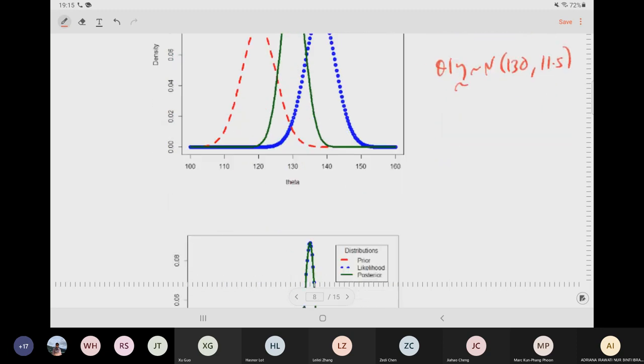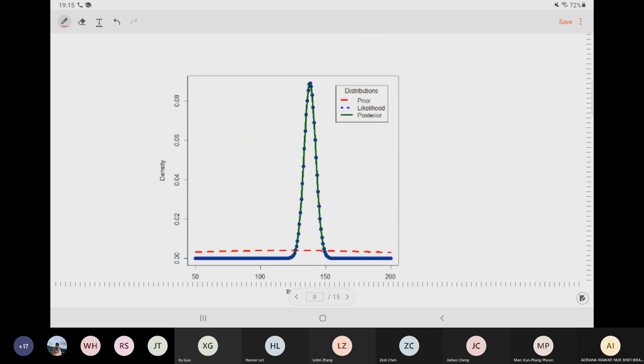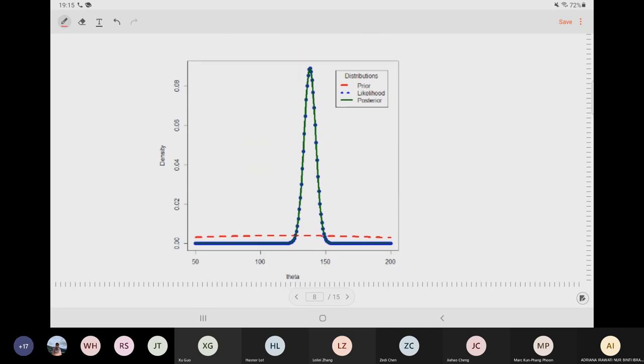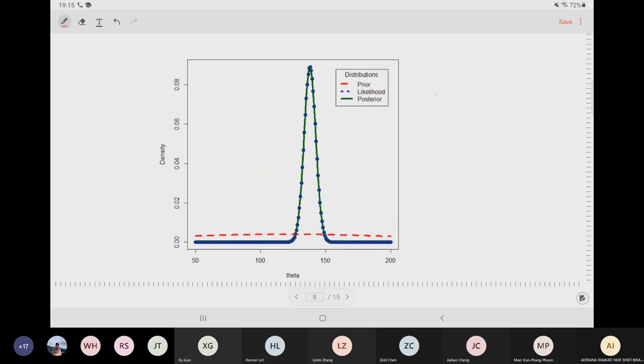And for number three, this is why you have a very flat prior, a very vague prior, because your theta is actually normal with mean 120, but your variance is 100 square. So it's actually very flat. I didn't draw it at the end because it's too large, too flat. This is your prior, the red one. And you can see your posterior and your likelihood are actually very close to each other.